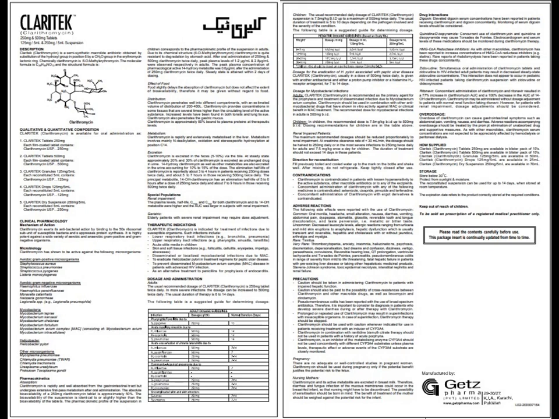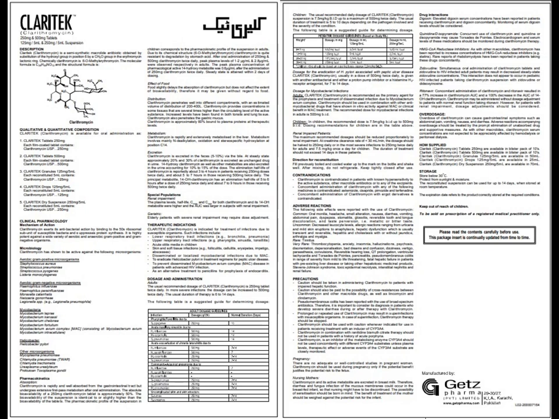Clinical pharmacology. Mechanism of action: clarithromycin exerts its antibacterial action by binding to the 50S ribosomal subunit of susceptible bacteria and suppresses protein synthesis. It is highly potent against a wide variety of aerobic and anaerobic gram-positive and gram-negative organisms. Microbiology. Clarithromycin has been shown to be active against the following microorganisms.